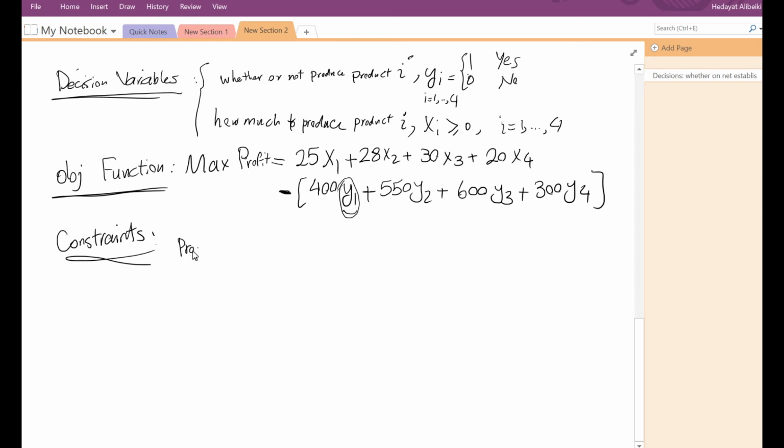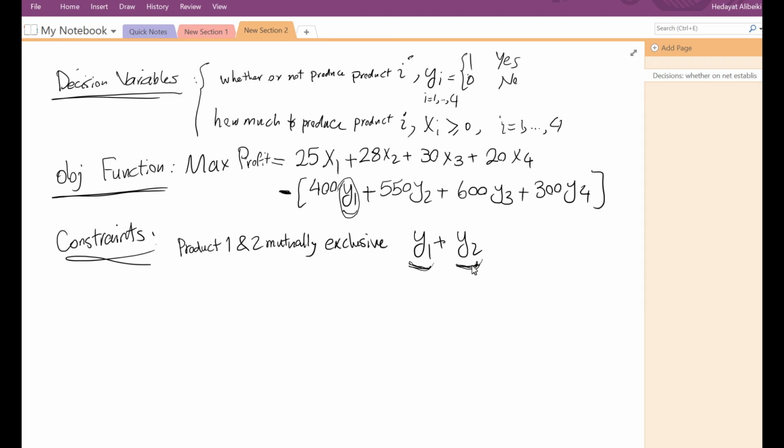Product 1 and 2 mutually exclusive. So y1 is whether we want to produce 1 or not, and y2 is whether we want to produce 2 or not. If we produce product 1, y1 is going to take 1. If we produce product 2, y2 is going to take 1.